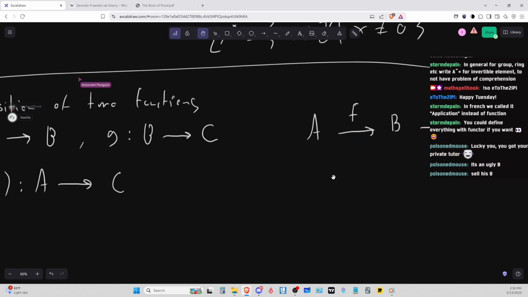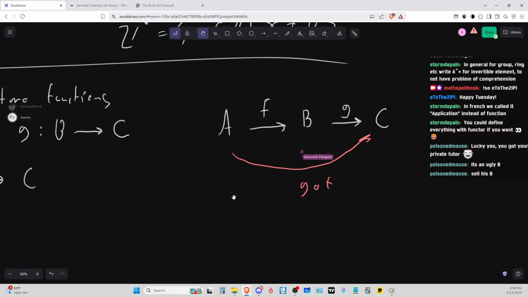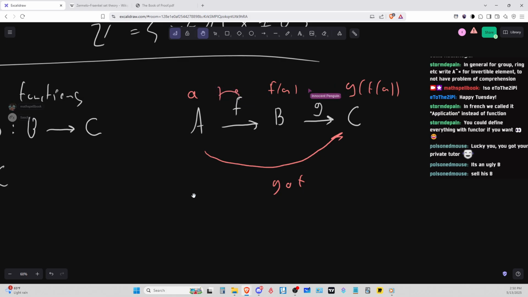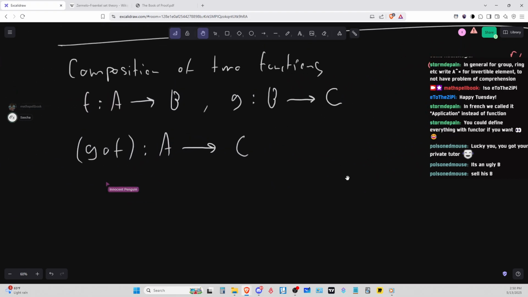Okay, so we have f and g, and what we can do is compose them. We can form g after f. Basically, you take some little a here, you take some f of a, so you get some output, and then you feed it to g. That will be g after f. And if we want to be extra formal, what we can say is g after f.